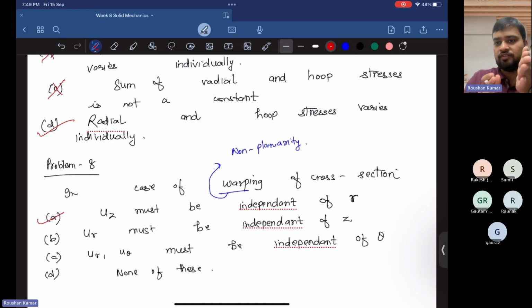So suppose this is a cross section, and if we move along the radius, at every radius there is a different z displacement. That means there is an out of plane deformation happening. The deformation does not remain planar, it will generally be out of plane. So it must follow that uz must be independent of r for the warping of cross section.